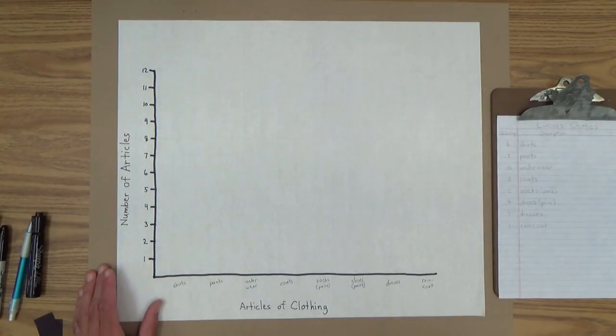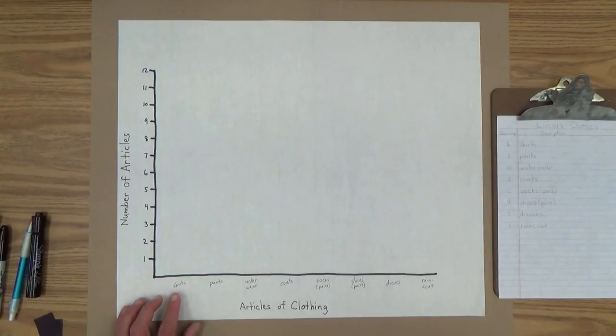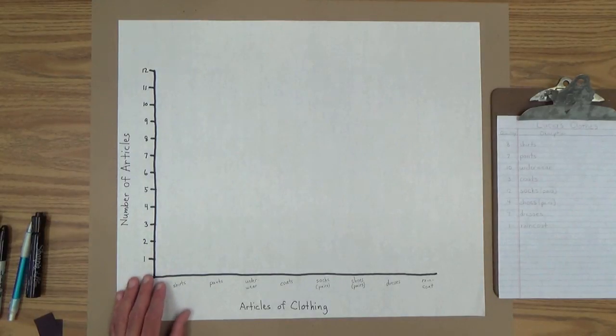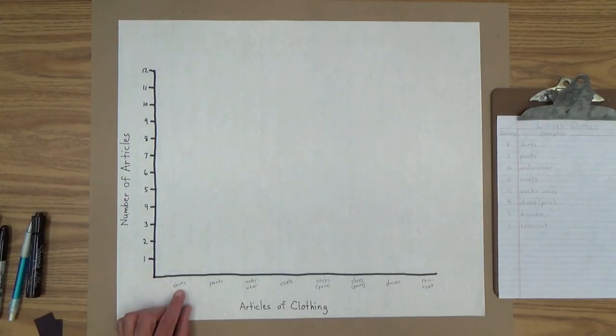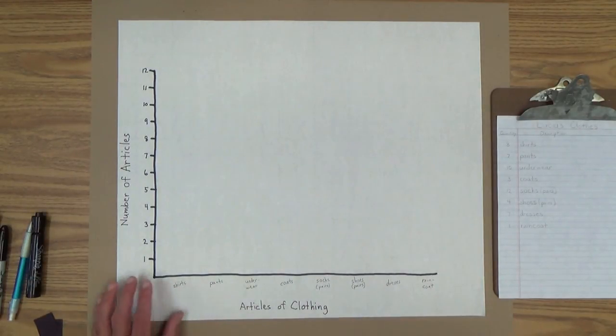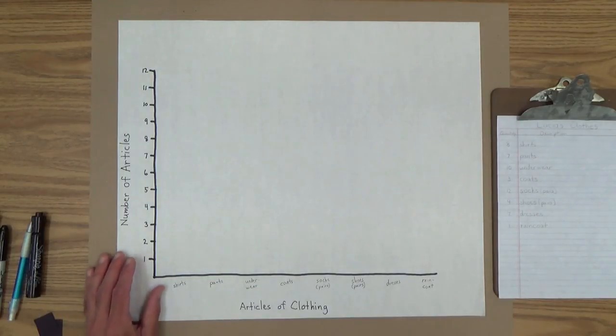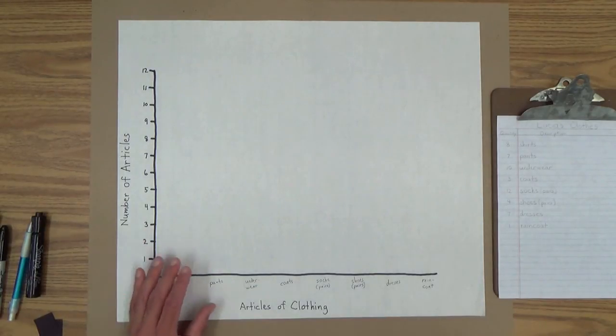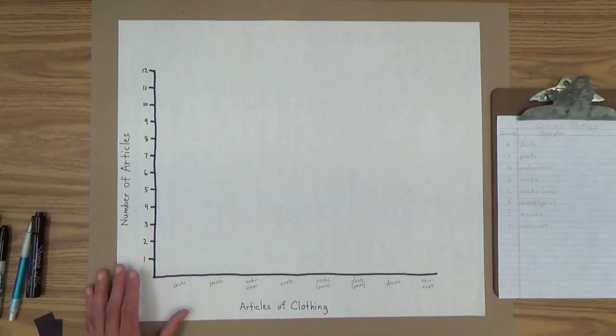However, if your child is having trouble reading these words at this point, you may want to put on what I call an icon instead of the print. In other words, instead of writing shirts, you might want to make a little drawing of a shirt and a little drawing of a pair of pants, and on and on, which will make it a lot easier for them to work on the graph. It's up to you. You know your child.